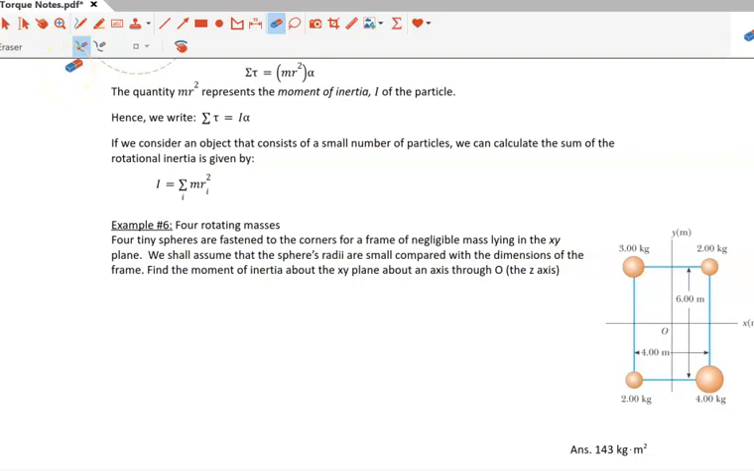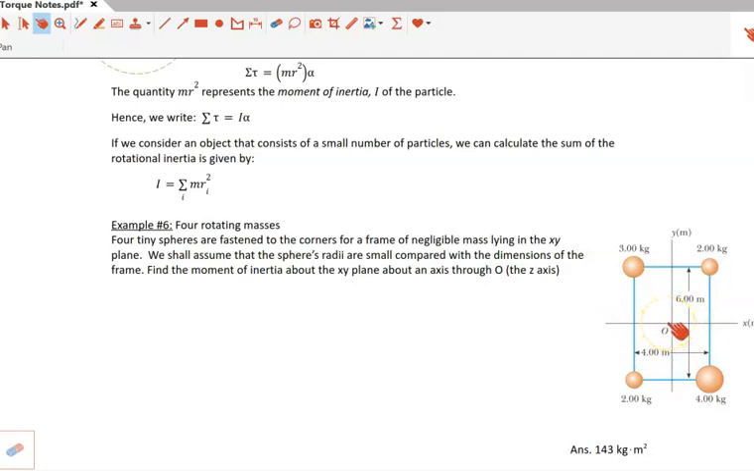Welcome to example number 6. Here you're asked to calculate the rotational inertia of 4 masses. You can see over here in the diagram you have masses of 3 kilograms, 2 kilograms, 4 kilograms, and another 2 kilograms, and they're centered along in this XY plane. And then we're going to be rotating it along the z-axis.